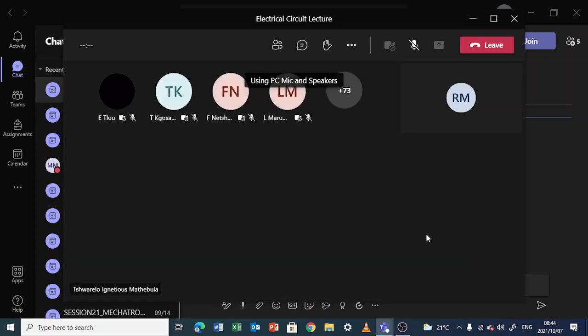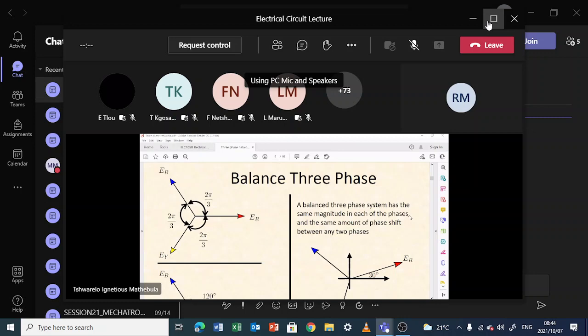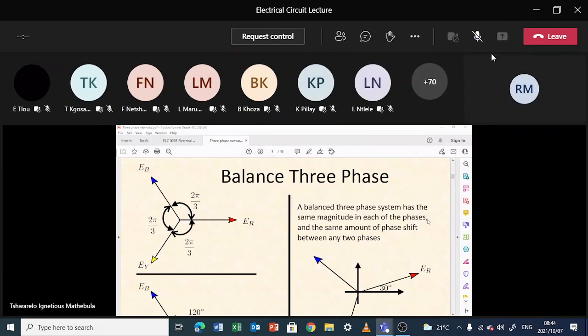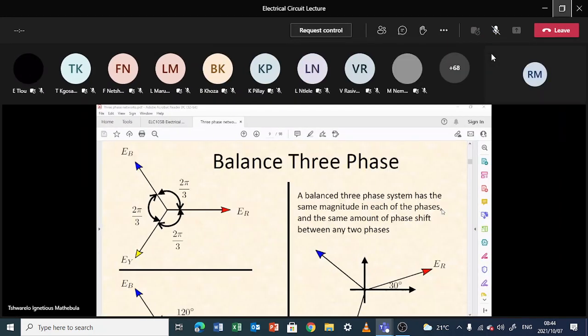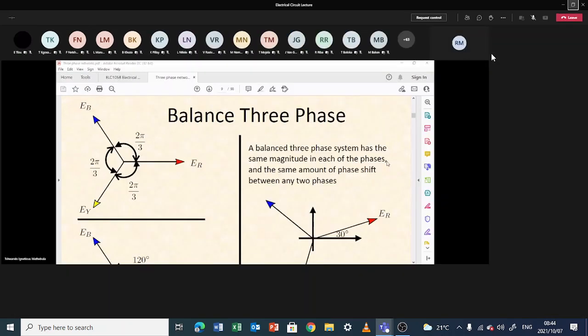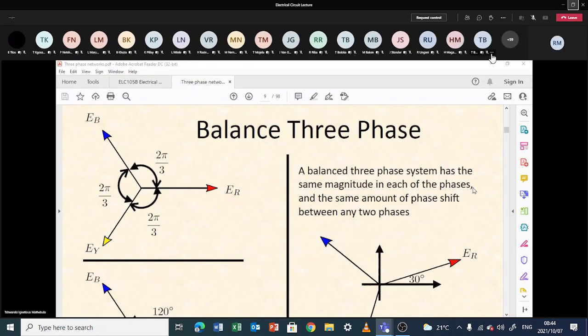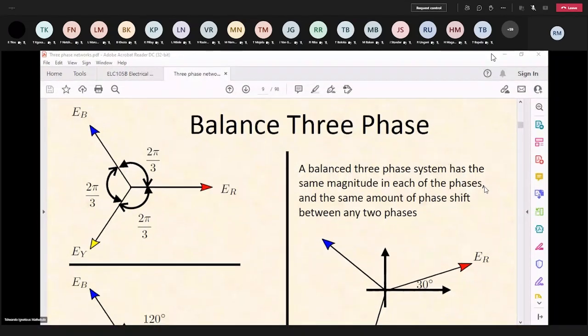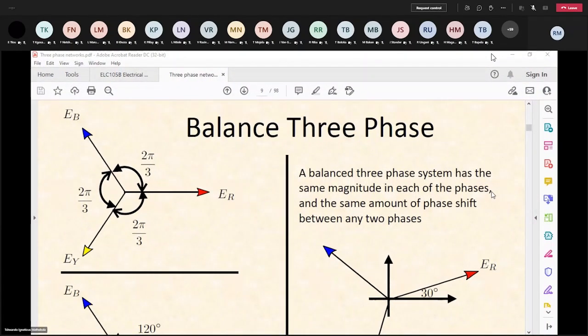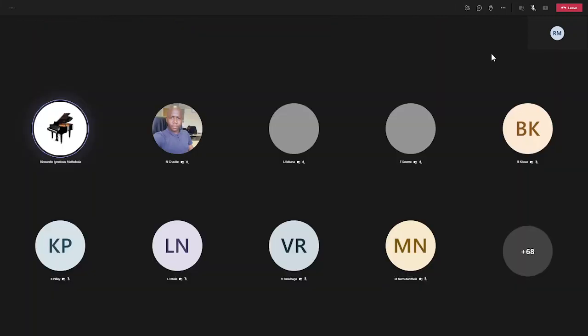The magnitude of ER is equal to the magnitude of EY is equal to the magnitude of EB. In all of these instances, they are equal in magnitude. So if one is 120, all of them are 120. But they are out of phase from each other by 120 degrees. So that's what we want to explain.